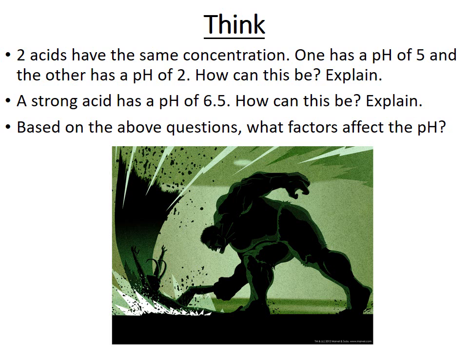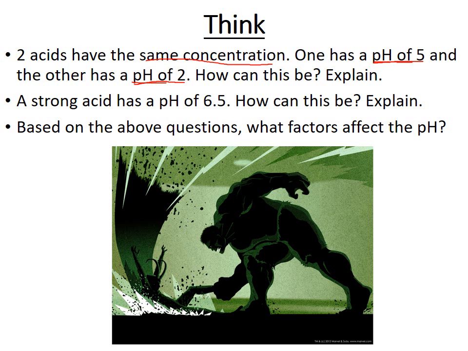So here's a few problems that you need to think about now that we've gone through the concept of acids, bases, strong bases, and concentration. So think about this very carefully. Two acids have the same concentration. One has a pH of 5 and the other has a pH of 2. How can this be? So they have the same concentration, the acids, but one has a higher pH and one has a lower pH. Think about that carefully. Same concentration of acids.